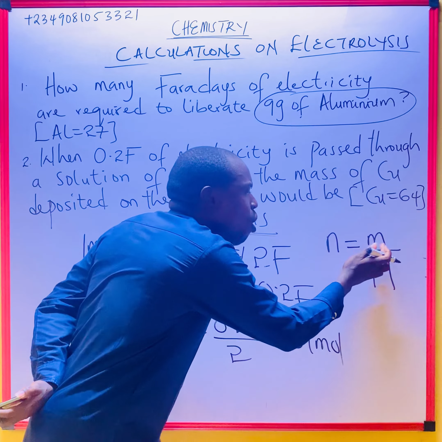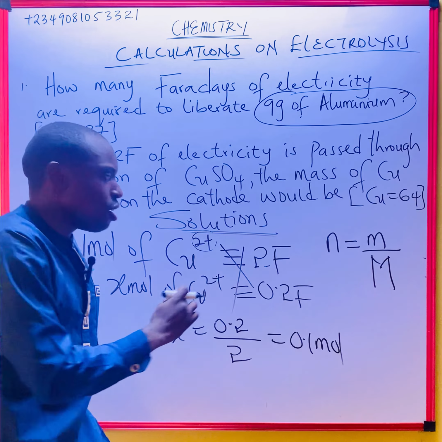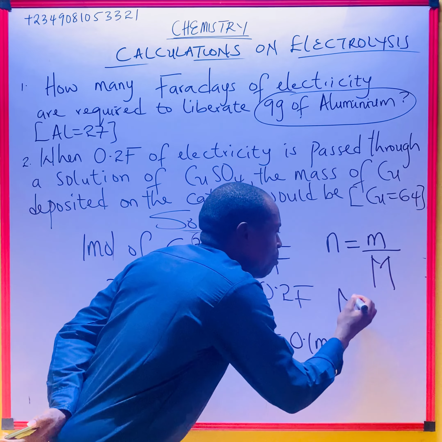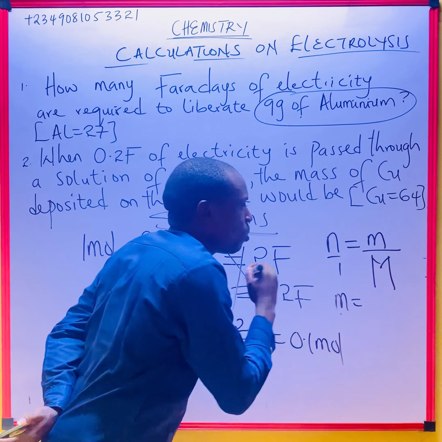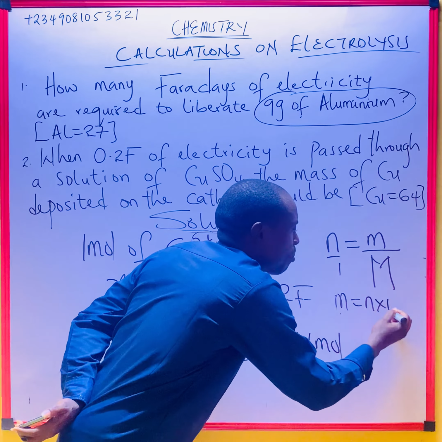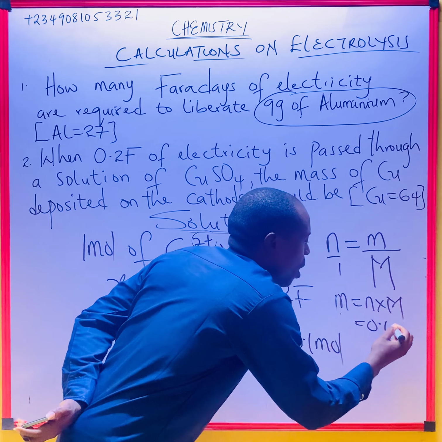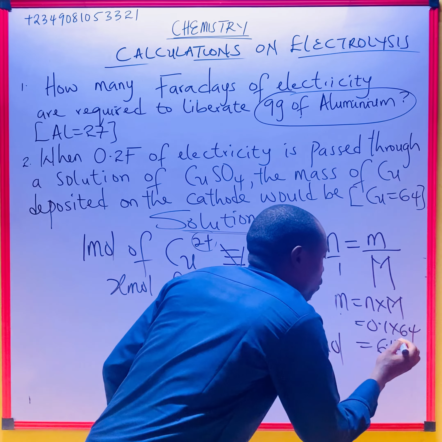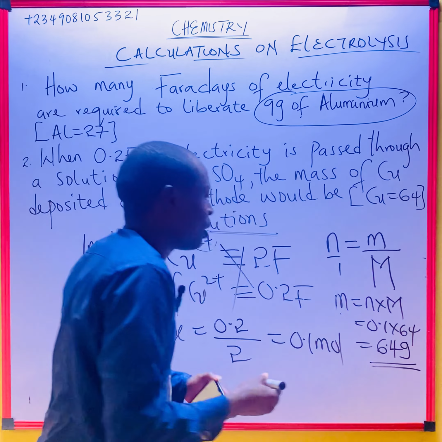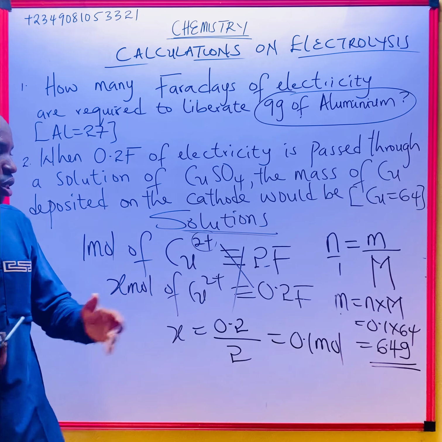What connects mole and mass is molar mass. So mass is now equal to N multiplied by molar mass, which is 0.1 times 64. And the final answer, 0.1 multiplied by 64, is 6.4 grams. And that is the final answer to this question.